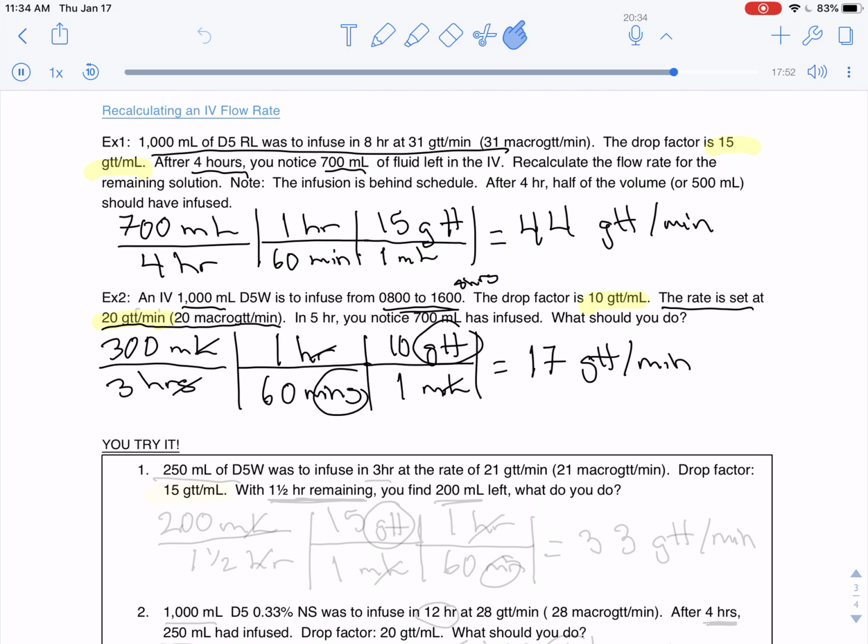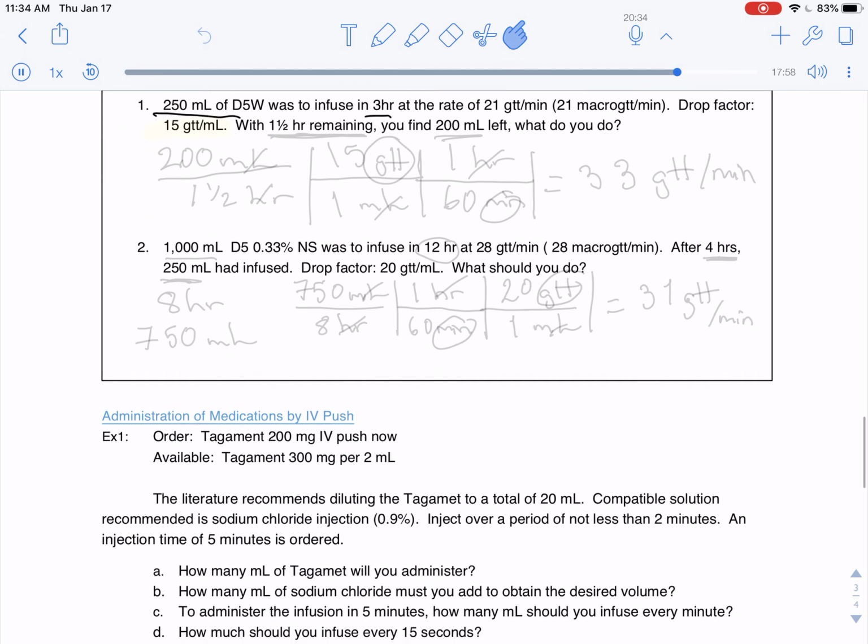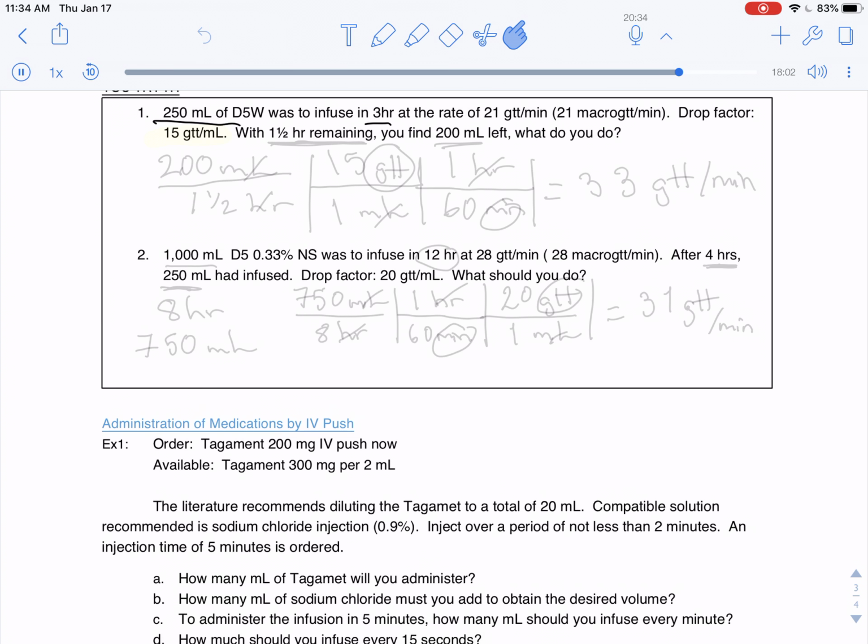So our next problem is similar. We originally started off with 250 milliliters of this solution, and we had infused it in a total of 3 hours at a certain rate. But we have 1.5 hours remaining. Our drop factor is 15 drops per milliliter, and we have 200 milliliters left. So we need to recalculate our rate.